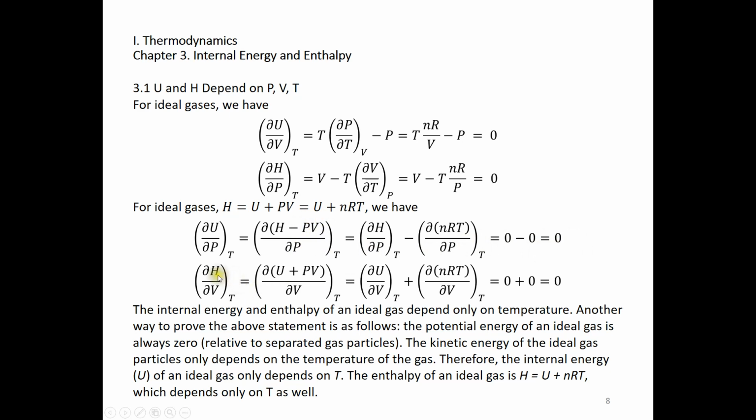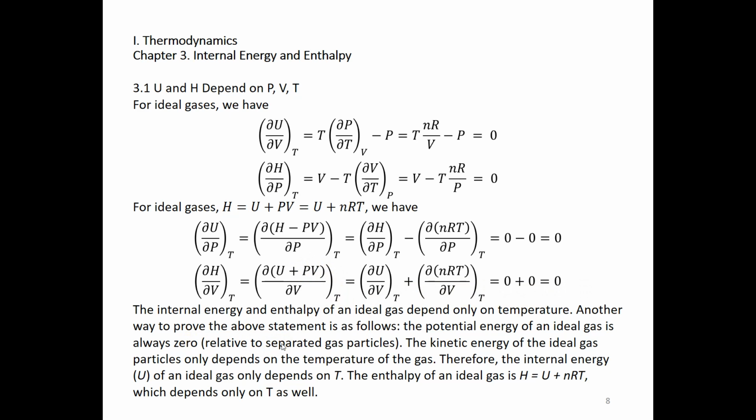And similarly, delta H over delta V, well, under constant temperature condition, H is U plus PV. And PV is a constant since we're holding temperature constant. So again, we get 0 over here. The internal energy and enthalpy of an ideal gas depend only on temperature.